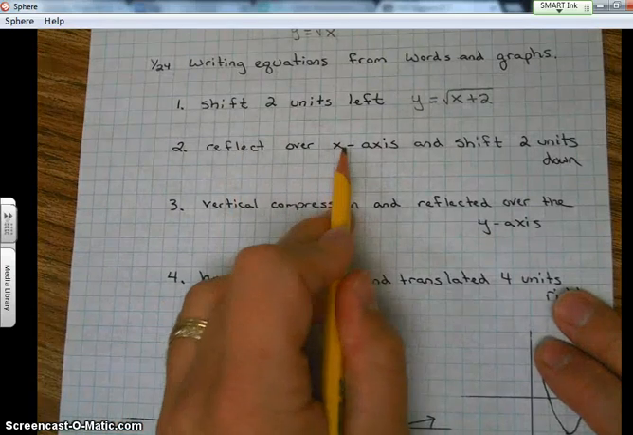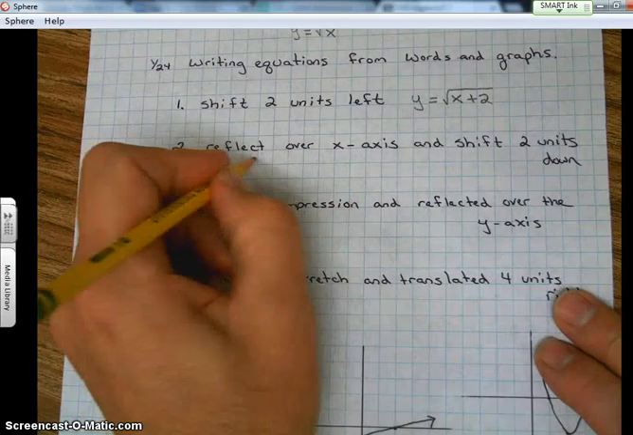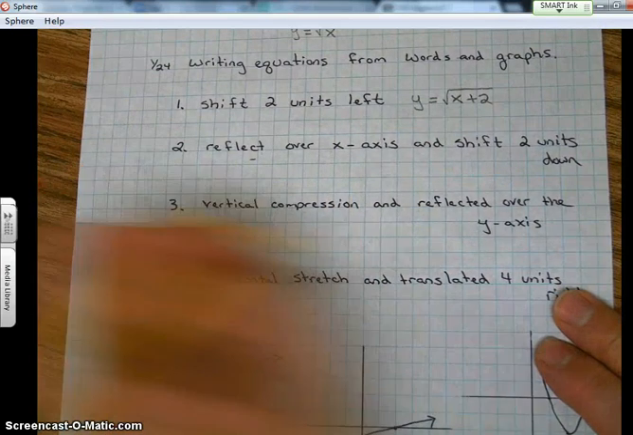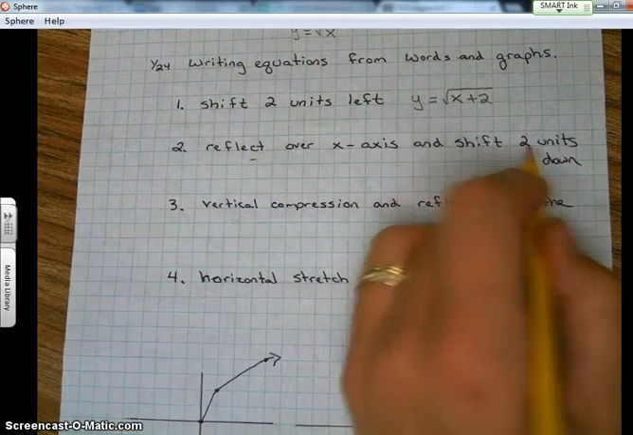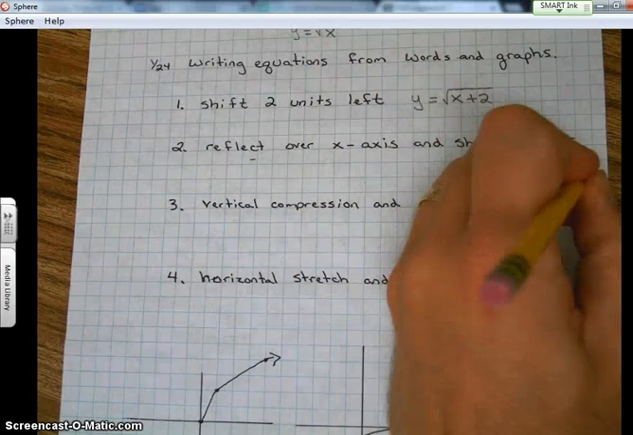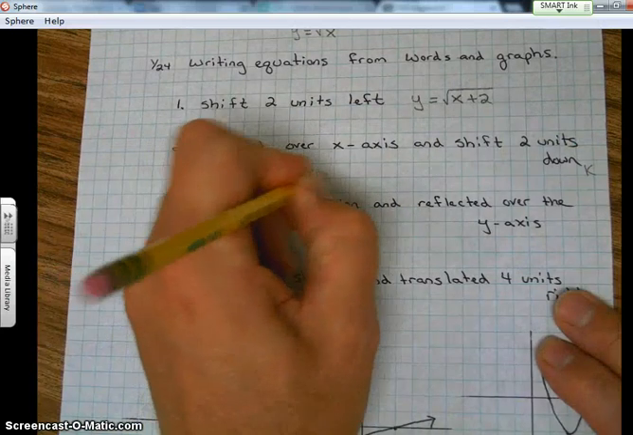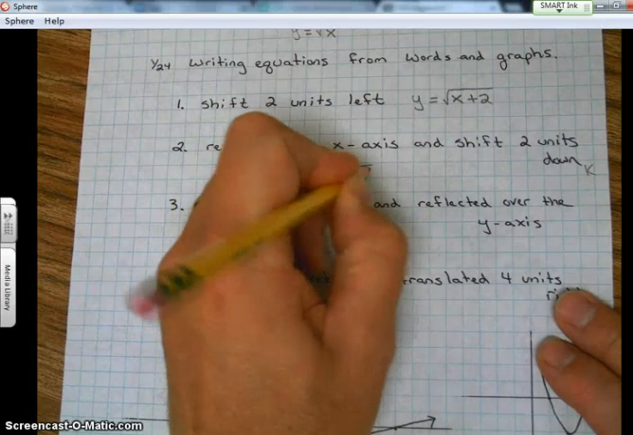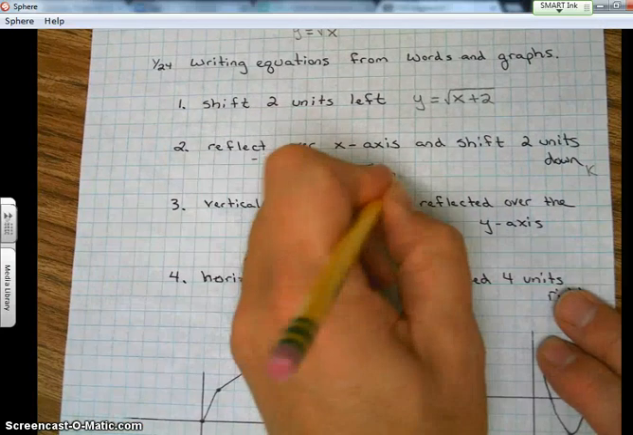Reflect over the x-axis. Okay, so that means we're going to have a negative involved. And shift 2 units down. So we're going to be shifted down 2. So remember, down is your k value. So we're going to have y equals negative square root of x. I like to put a little tail there to close it. And then down 2.